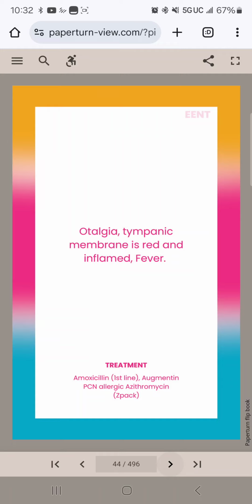Otalgia, tympanic membrane is red and inflamed. Fever. Treatment, first line therapy is amoxicillin. Augmentin is your second line. Penicillin allergic. If they are penicillin allergic, you want to go with your azithromycin, which is your Z-Pack. And like you probably heard me talk about before with flashcards, if you look in the upper right hand corner, I will always have the system that we're in so that you know where it's going with. Okay, so you see EENT up there.